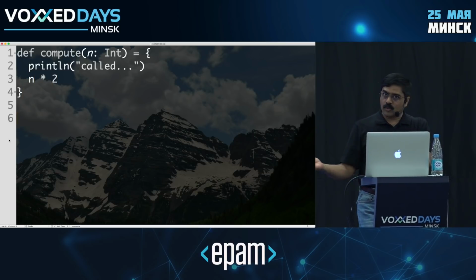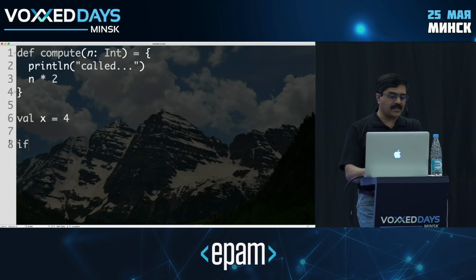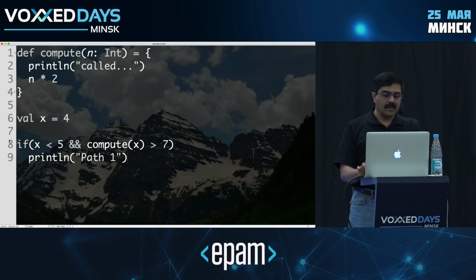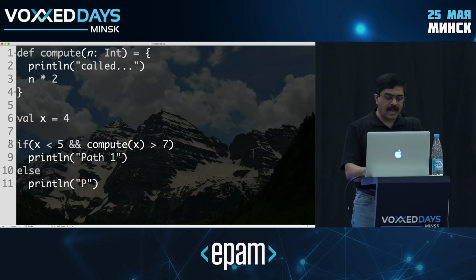So I'm returning a number times 2 in the compute function. With x equal to 4, I say if x is less than 5 and the call to compute of x is greater than 7, I want to print out "path 1." Otherwise, I want to print out "path 2."